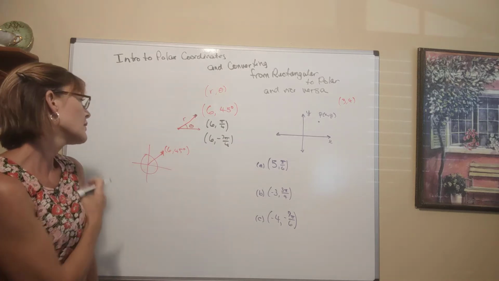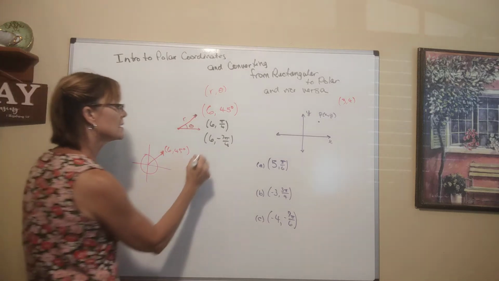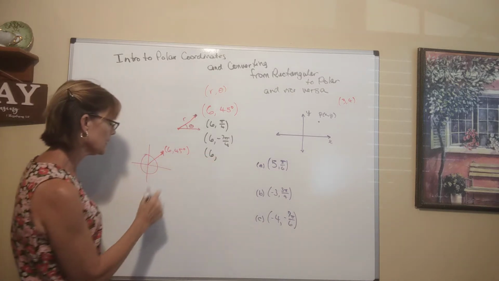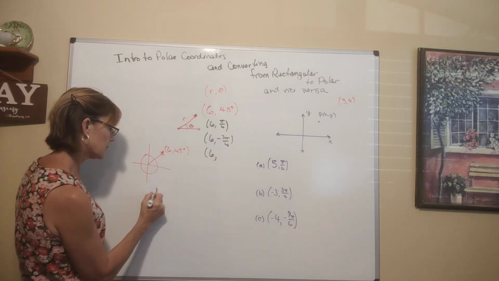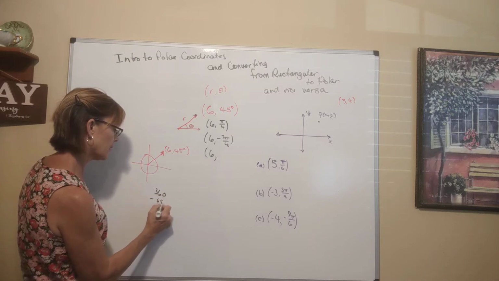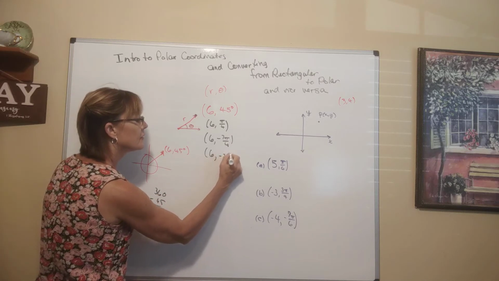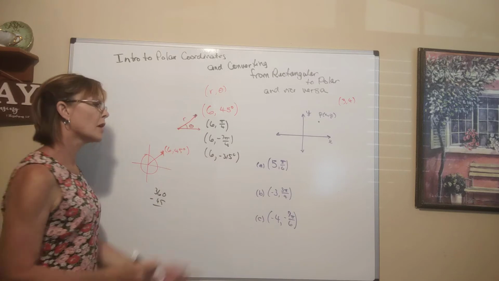What if we wanted to call that out in degrees? Okay, we could say this is 6. Let's see, what is 360 minus 45? Oh, it'd be negative 315 degrees. That's another way we could call this out.